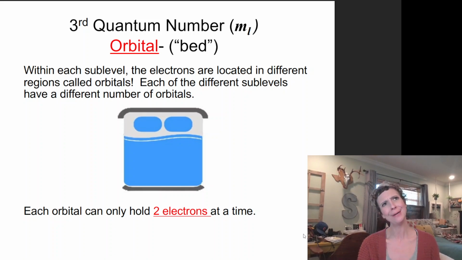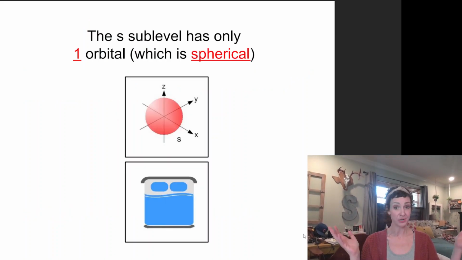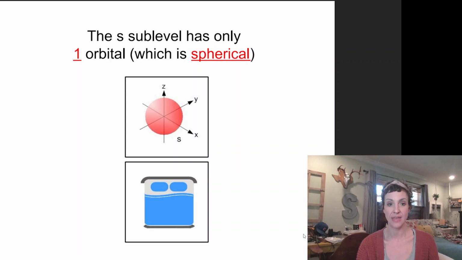Okay, so how many beds are in each one of these different rooms, the S, P, D, and F sublevel rooms? Let's see. The S sublevel, my S room, you guys, is not going on in that room. It only has 1 orbital. And the shape of that orbital is a sphere. Okay? So since I can have 2 electrons in 1 bed at a time, even though the S sublevel only has 1 orbital or 1 bed, 2 electrons can actually fit inside of it. But just 1 bed in the S room.